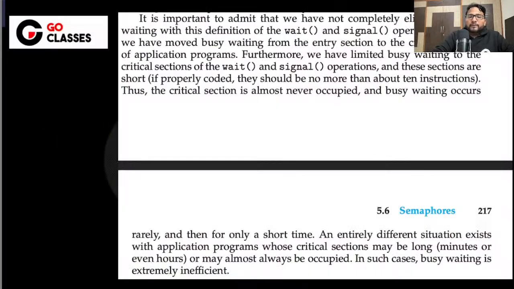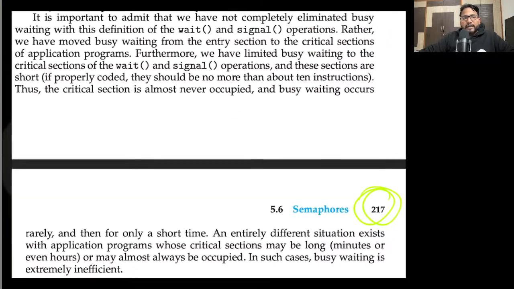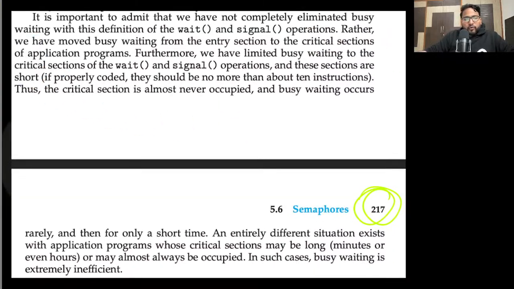And that is what is written in the Galvin also. In the Galvin, you can see at page number 217. At page number 217, you can see that they have written very clearly. Let me just read it for you. They have said that it is important to admit that we have not completely eliminated busy waiting. See, that's for sure that we have not completely eliminated busy waiting.